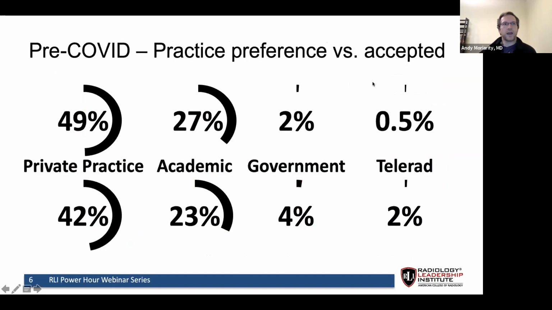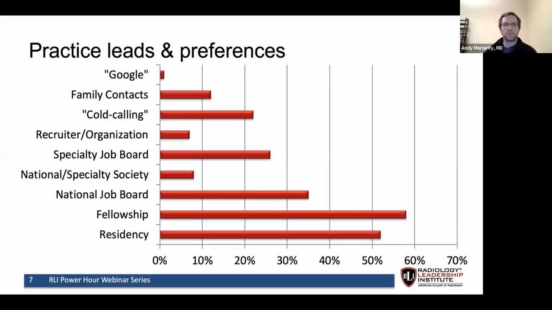The next question we asked was, what kind of practice would you prefer to go into on the top line, and what practice did you end up accepting? And you can see from the survey that about half of the survey participants wanted to go into private practice, around a quarter, almost a third, wanted to go into academics, and then a small percentage indicated a preference for government or teleradiology employment. And those are pretty close to what actually happened.